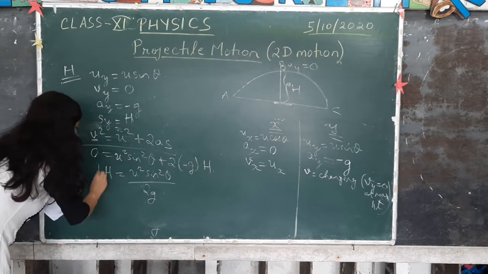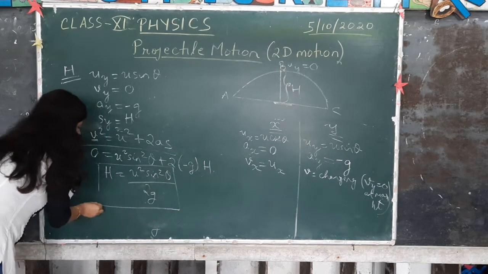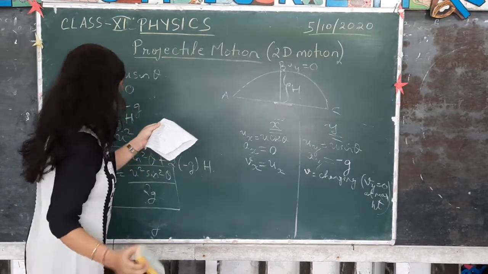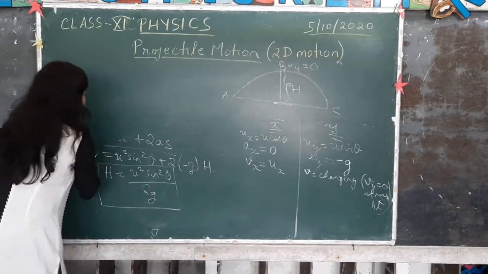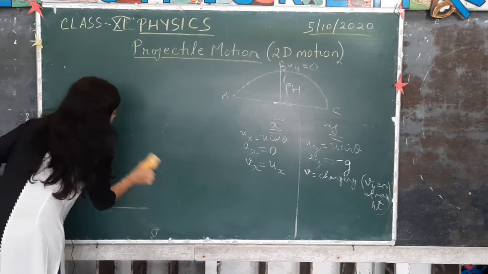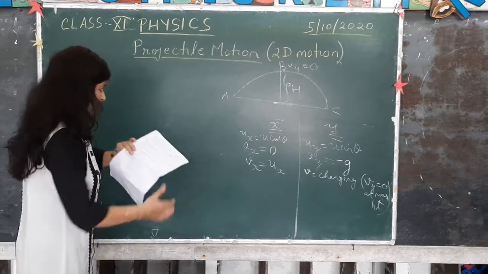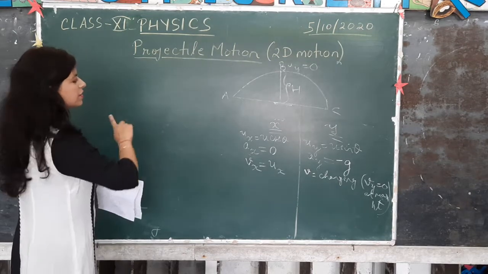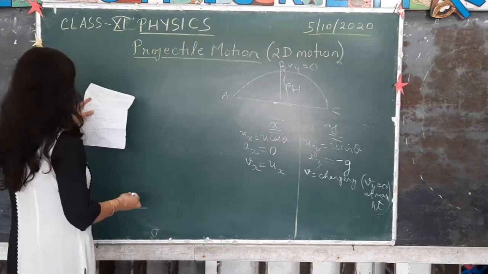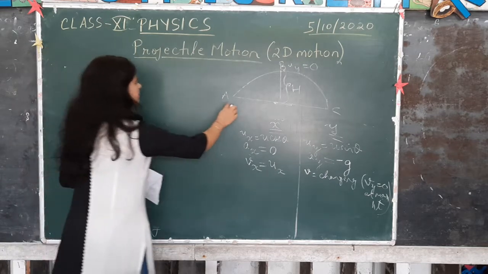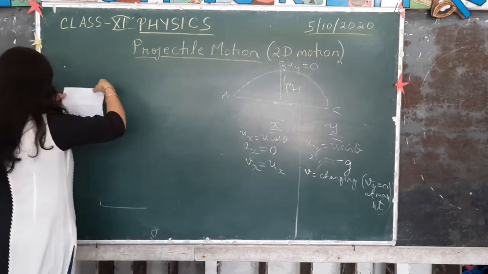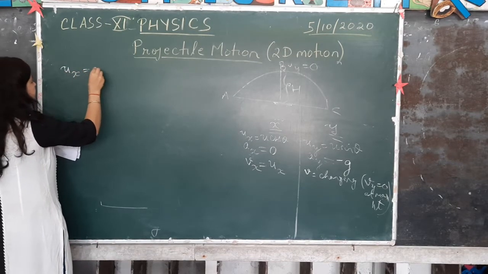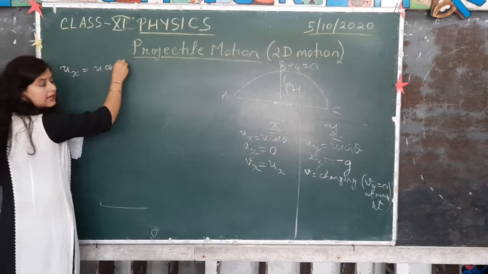So this is the expression for the maximum height reached by the projectile. Let us now quickly move on to the last term, that is range, the horizontal range. Now for horizontal range we are going to take motion along the x direction. So we will take the distance covered between A and C. For that we will take the initial velocity along the x direction, that is u cos theta.